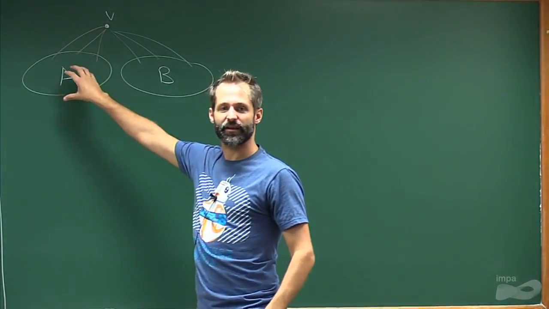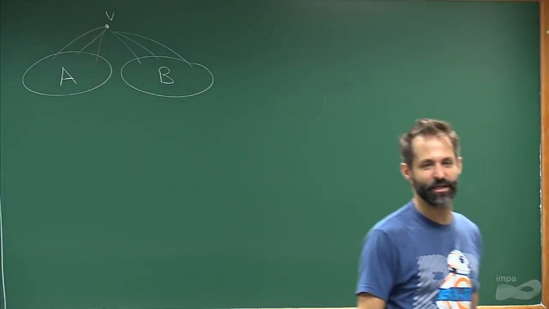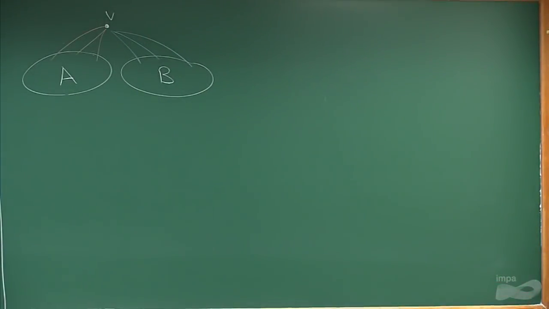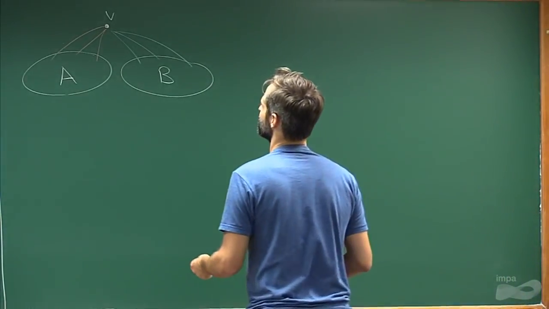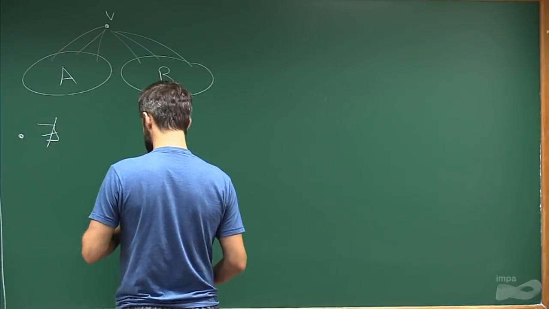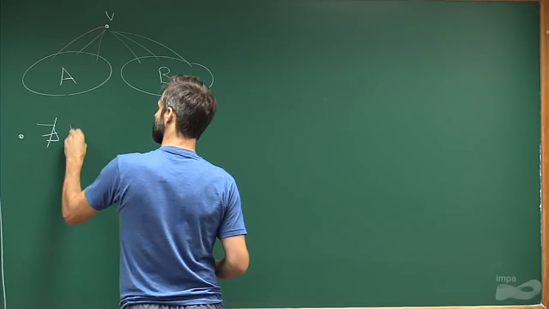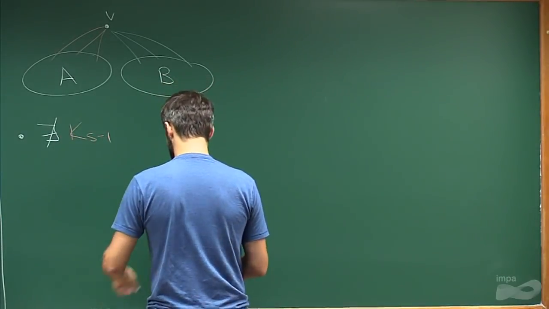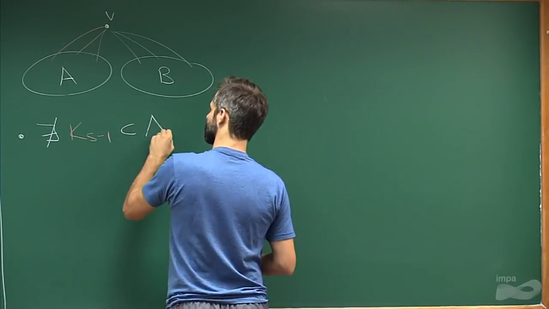And there's a coloring on A and a coloring on B, right? We're given this coloring of the whole world, so this coloring exists on A. So observation: there does not exist a copy of K_{s-1} in A.